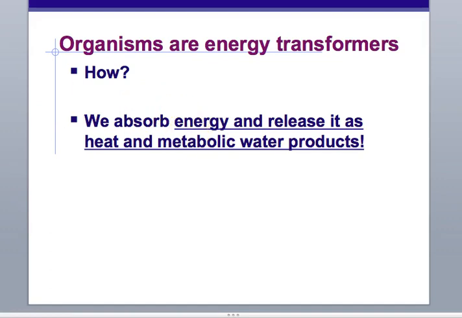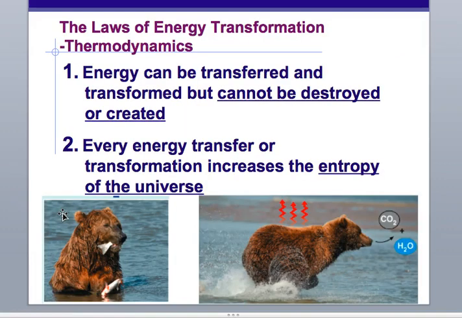So how do we transform energy? We are these magical, amazing energy transformers. Well, everything's magic until you figure out the science behind it. We have actually figured out pretty well how we absorb energy and release it as heat in our metabolic water products, and we'll talk about what that means. Basically, we absorb energy and we release it as heat if it's not being stored in another chemical bond for other reasons.